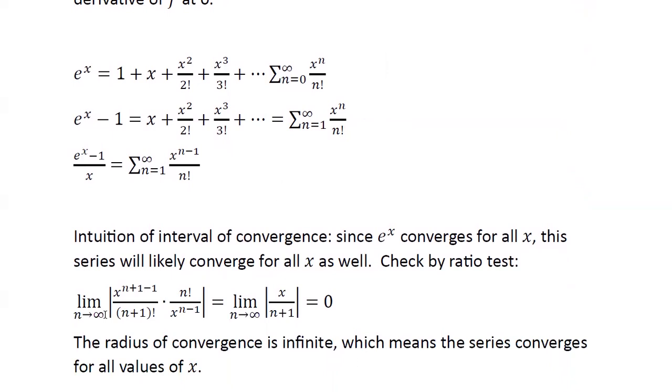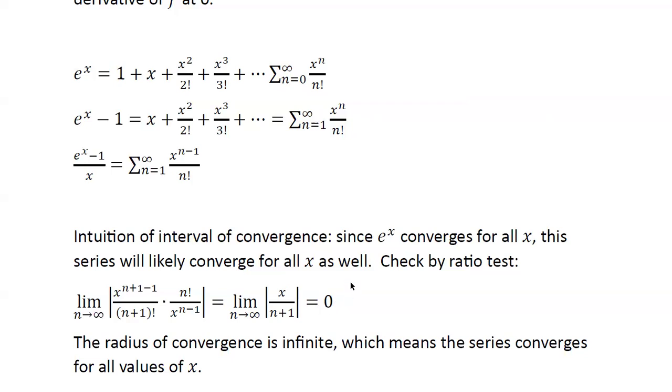So here's the setup for the ratio test: a sub n plus 1 divided by a sub n. The x to the n plus 1 minus 1 simplifies to x to the n, divided by x to the n minus 1. We subtract the power, so that's just x to the first power. And n factorial divided by n plus 1 factorial: n plus 1 factorial is n plus 1 times n factorial, so those n factorials cancel. We're left with n plus 1. We take the limit as n goes to infinity, and it is 0. So our intuition checked out.